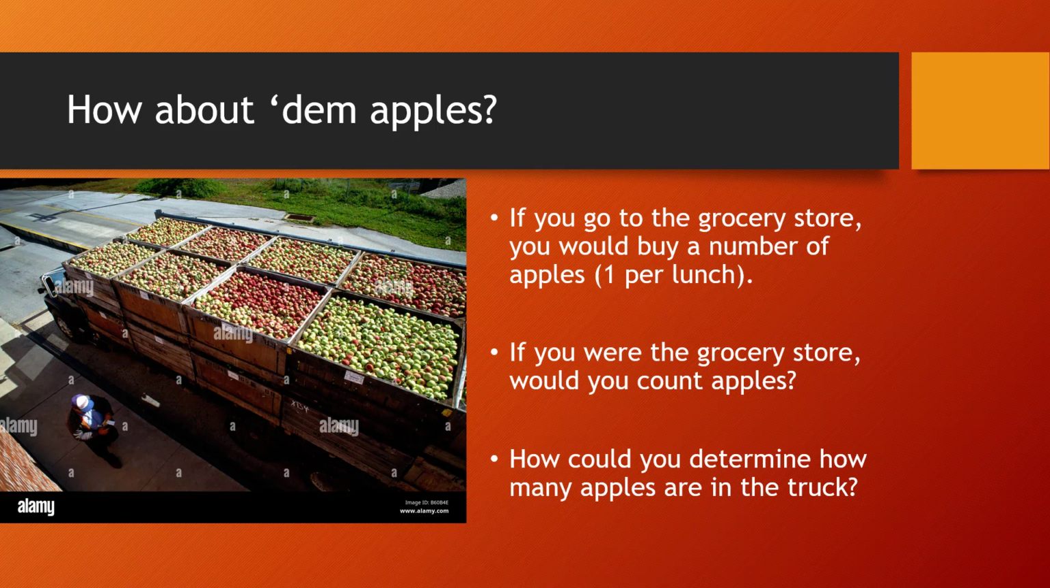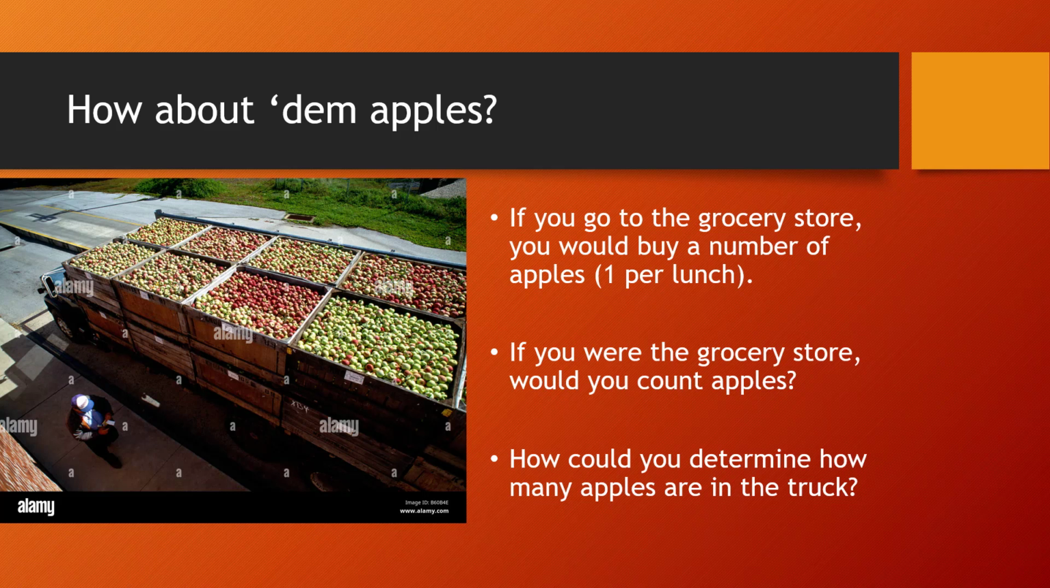So think about counting. If we went to the grocery store, we'd probably buy a certain number of apples. Like when I go shopping, I pick one per person in the family per lunch time that we're going to want an apple. But if you were at the grocery store, you're probably not going to count the apples. You'll probably buy them by the bushel or by the crate or something like that. There are different units of measurement for when we're measuring a small number of things and when we're measuring a very large number of things. Think truckloads of apples, for example.